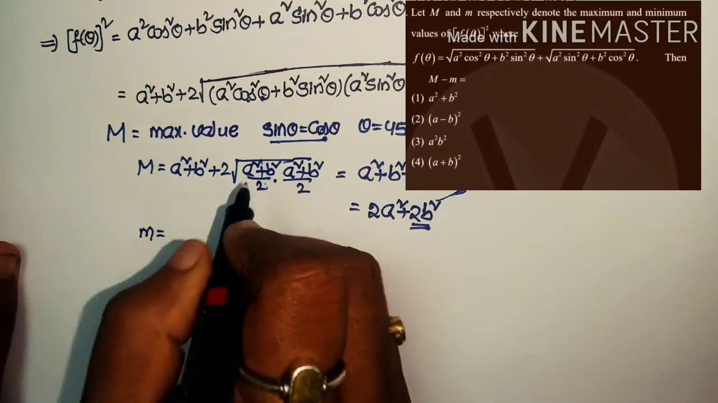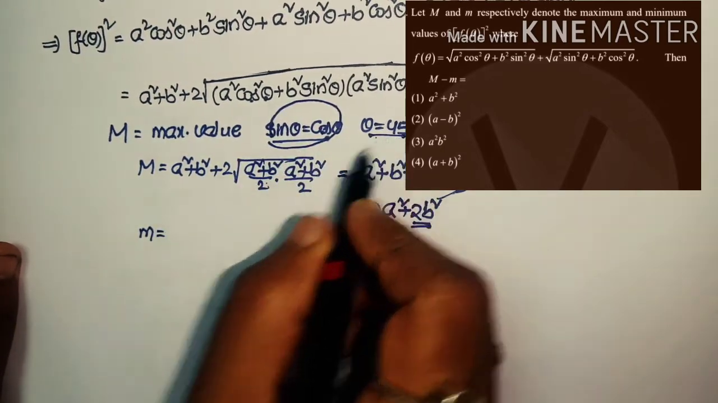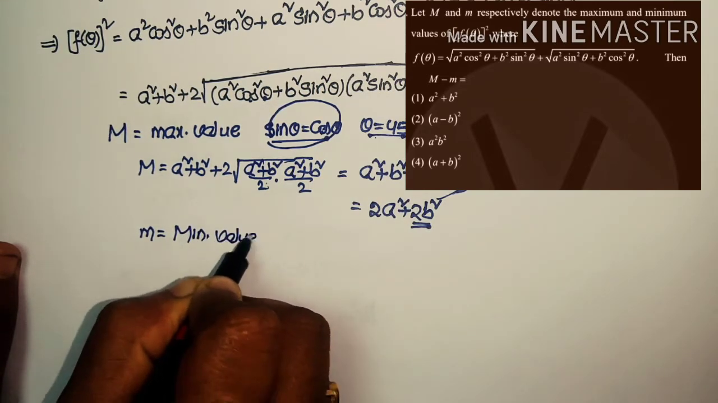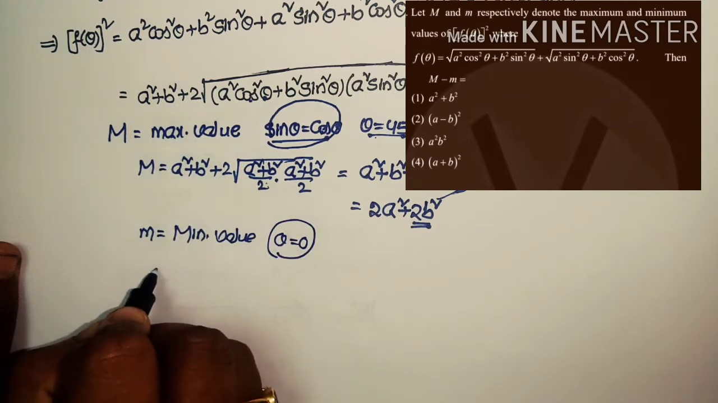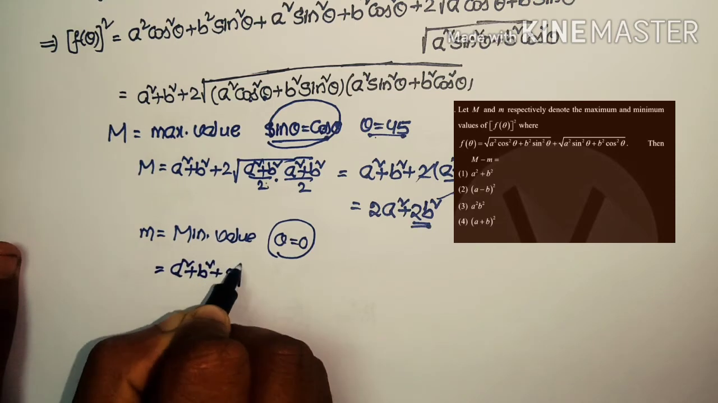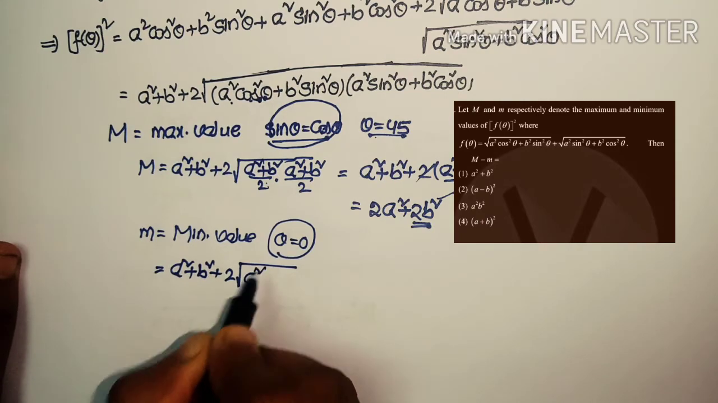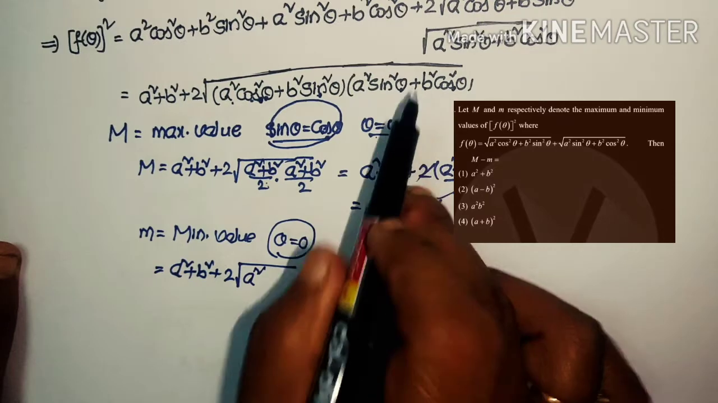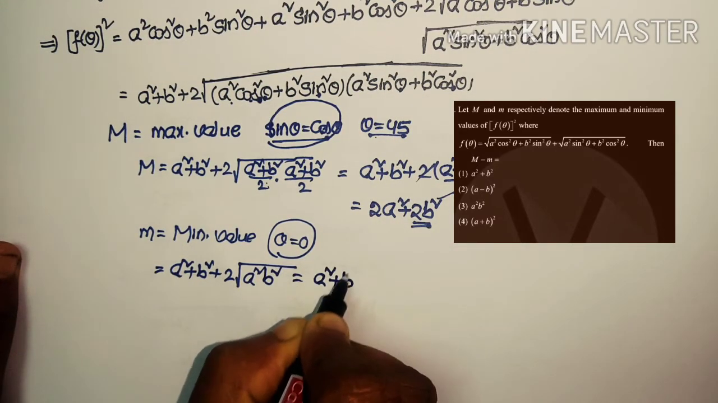Now to get the maximum value, we take sin theta equal to cos theta, then theta is equal to 45. And to get the minimum value, we replace theta equal to 0. So to get the minimum value, we are taking theta equal to 0 in this value. That is, this is equal to a square plus b square plus 2 into square root of cos theta, cos 0 is 1. So it returns the value only a square. Sin 0 is 0, cos 0 is 1, sin 0 is 0, cos 0 is 1. So it returns the value b square. And this is equal to a square plus b square plus 2ab.